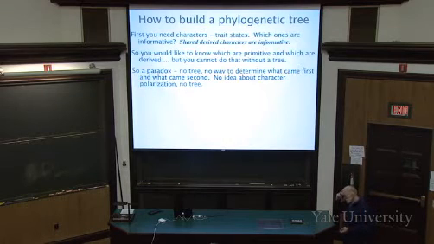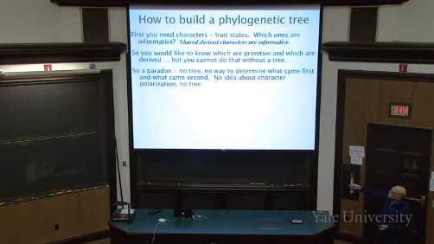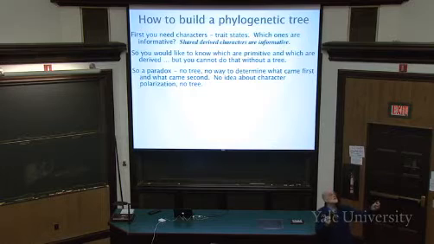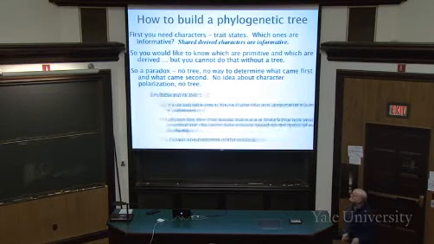So there's kind of a paradox. You don't have a tree, and if you don't have it, you don't have a way to determine what came first, and therefore you don't know about character polarization. Character polarization means knowing which state is primitive and which is derived. That polarizes that series of trait states.